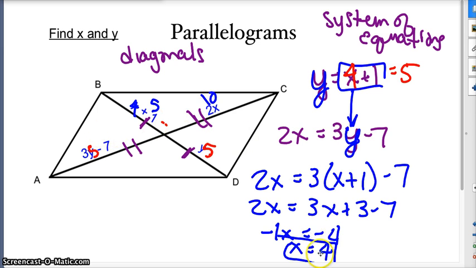Oops, I made a mistake. If x is 4, then that should be an 8, right? So that should also be an 8. Phew, glad I fixed that.